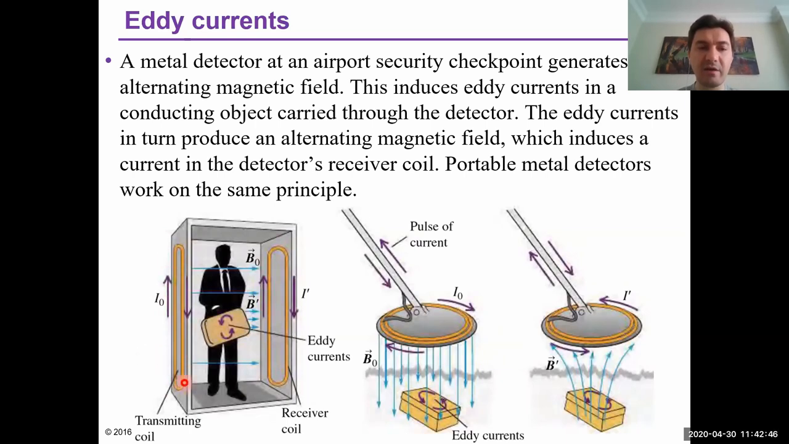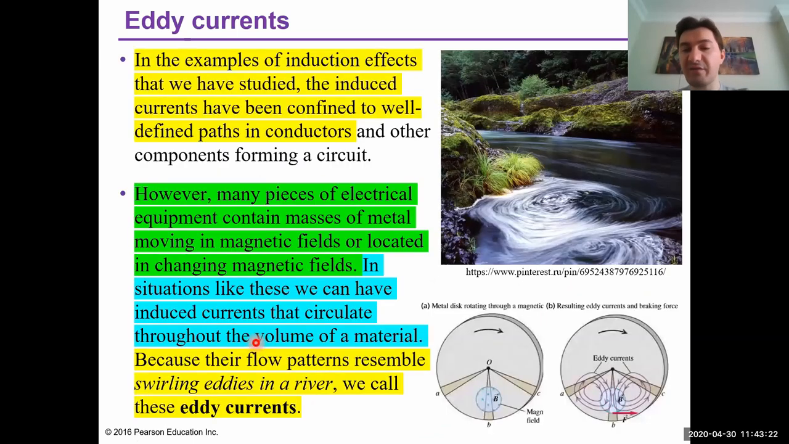Here we have a coil and you drive current and then you produce magnetic field within that detector, okay? And then here we have another coil, which is the receiving coil. So due to the magnetic field produced by this transmitting coil, there are eddy currents on metal objects if you have them in your hand or also somewhere in your body. If you have metal objects, there will be eddy currents due to that effect, okay?